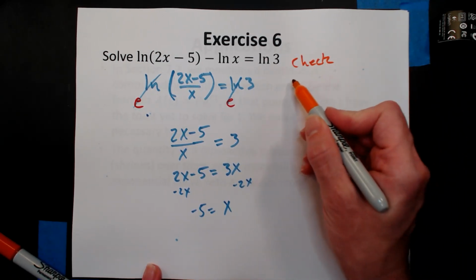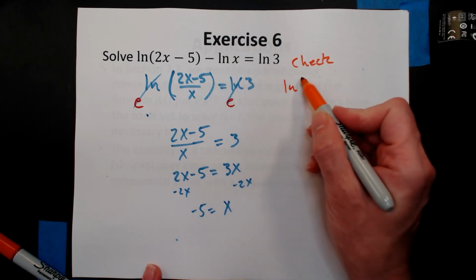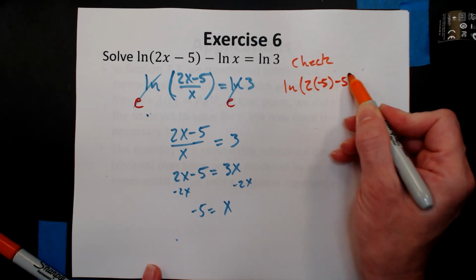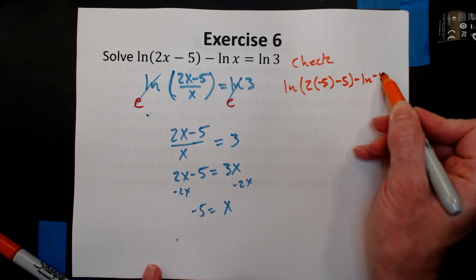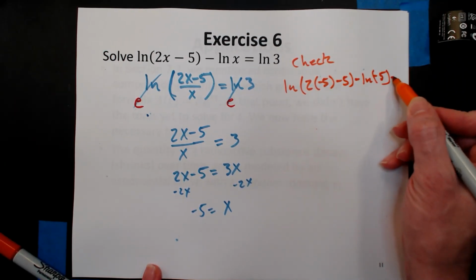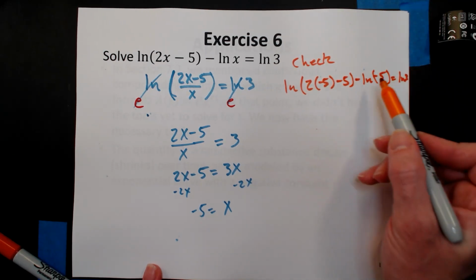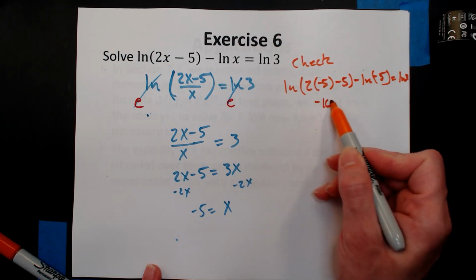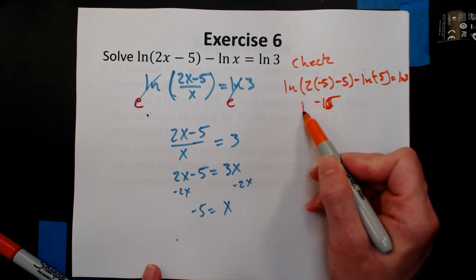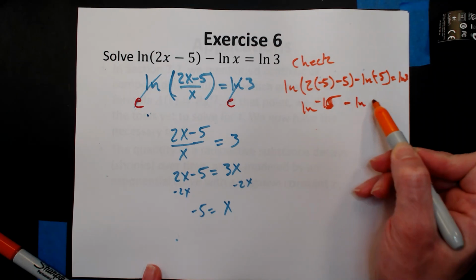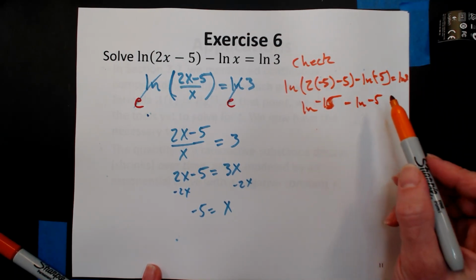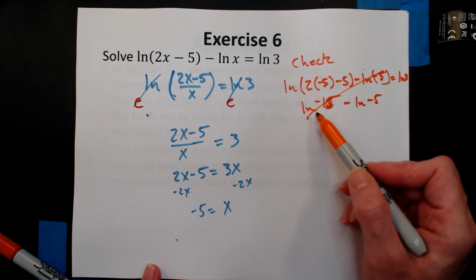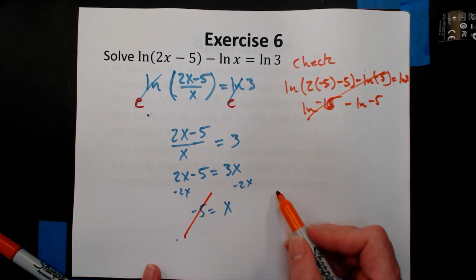We plug that in, and you have to plug it into the original equation: natural log of 2 times negative 5 minus natural log of negative 5. And right here we can already see we have a problem. We plug in a negative number here, and this is also going to be negative. It's going to be negative 15, so I'm going to have natural log of negative 15 minus natural log of negative 5. That's going to be a big problem because they're both negative inside my natural logarithm, so that's not going to work. So negative 5 is no solution.